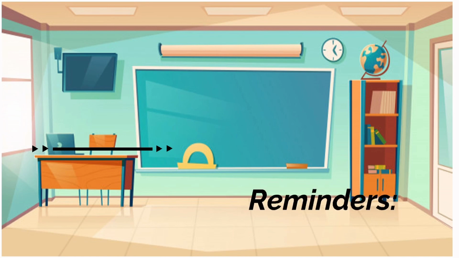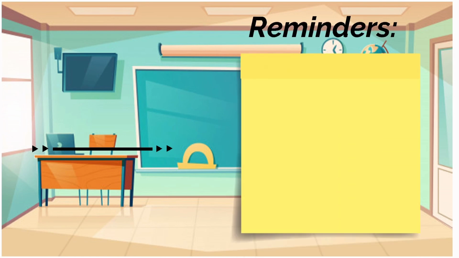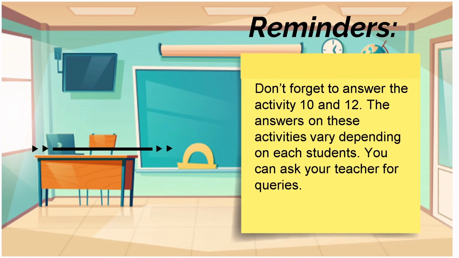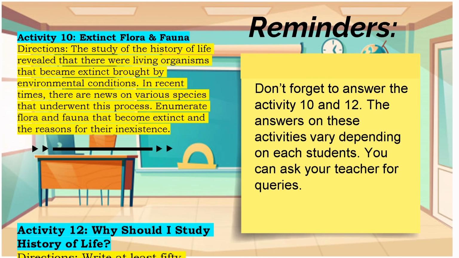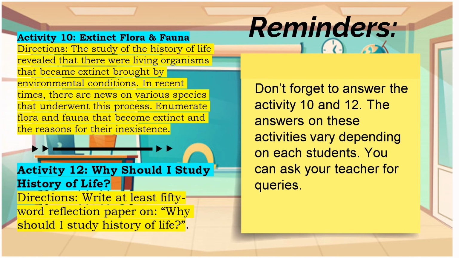Reminders. Do not forget to answer activity 10 and 12. The answers on these activities vary depending on each student. You can ask your teacher for your queries. Activity 10 is all about extinct flora and fauna. And Activity 12 is Why should I study the history of life? which is more on reflection.